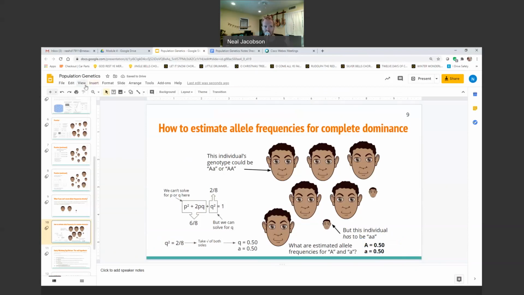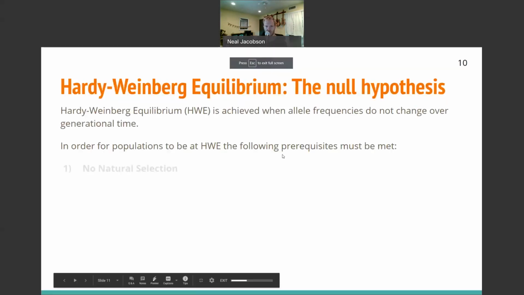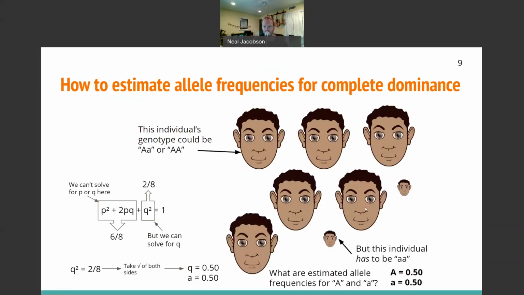So I'm glad I caught that. I just didn't go through with the square rooting part. Oops. So let's back that up. We estimate that the frequency of Q was 0.5, and we did that by taking the square root of Q squared equals 2 over 8. So 2 out of the 8 people had the genotype Q squared. I solved for Q and got 0.5. I know P plus Q is equal to 1, so if Q is 0.5, then P has to be 0.5. So if little a is 0.5, then big A has to be 0.5. And that's my estimated allele frequencies. I don't know if they're accurate or not, but it's the best I can do from my data.